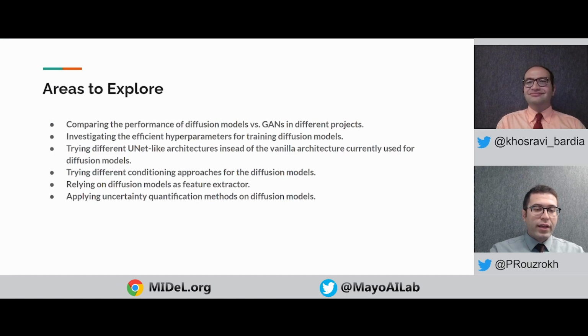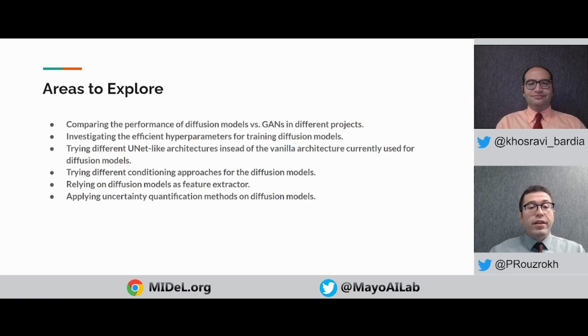As the final slide, let's talk a little bit about areas to explore. As you mentioned, comparing the performance of DDPMs versus GANs is an active area of research. Another is investigating efficient hyperparameters for training diffusion models, because what we are using right now is based on the few papers that have been out. But I believe there is a large range of other hyperparameters that we can try for different tasks.